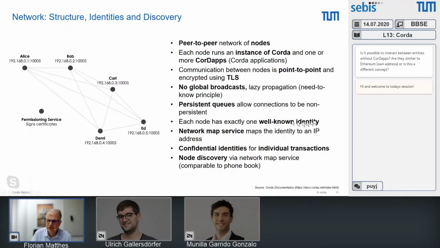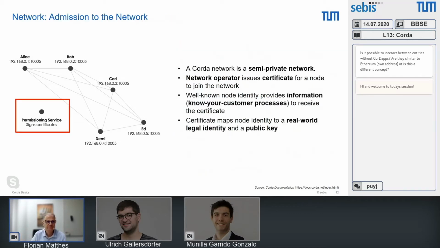Again, each node has a well-known identity, and the network map service maps the identity to an IP address. So you would not use this IP address technically, but you would say this is Deutsche Bank or Demi, and based on membership lookup, you would then get the current IP address. And that allows you to do some node discovery, to say, okay, I want to now get Deutsche Börse, or let's say find out where this peer is running.